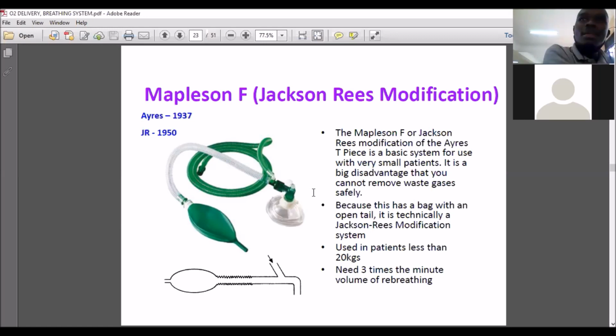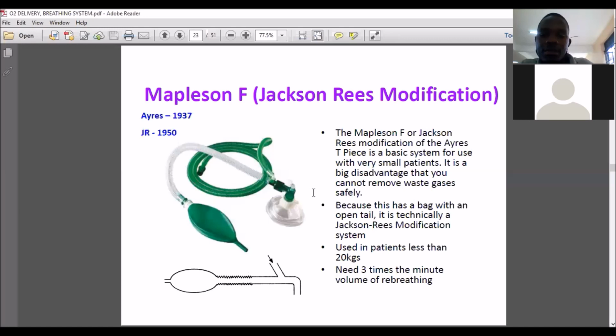But what changes is the valve. For Mapleson D, the gas is not escaping. Mapleson F has an outlet for what you've breathed out. Mapleson F, also called the Jackson Rees modification of the Ayre's T-piece, those are names. This is best used for very, very small patients, because they don't want these patients to have more effort of breathing. They're making the system more open.